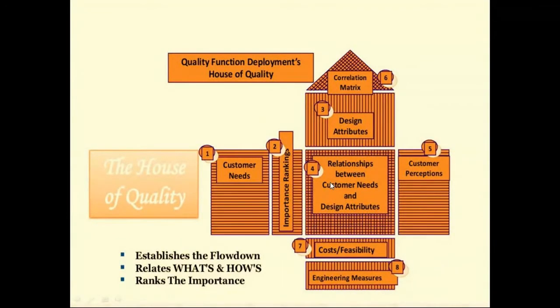So if it is having a strong relationship, maybe you can allot a number 9. If it is moderate, 3 marks can be allotted. If it is weak, you can allot 1 mark. And if there is no relation, then it will be a blank. So in this way, we will be filling up this slot of relationship between customer needs and the design attributes.